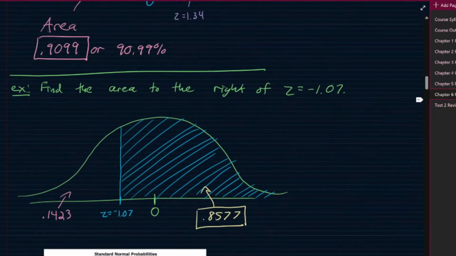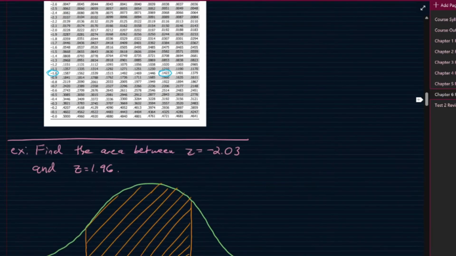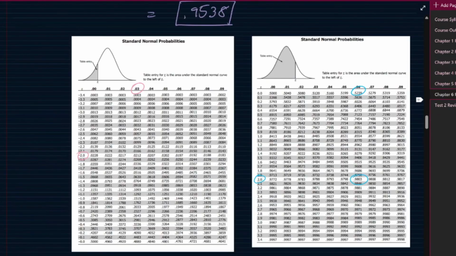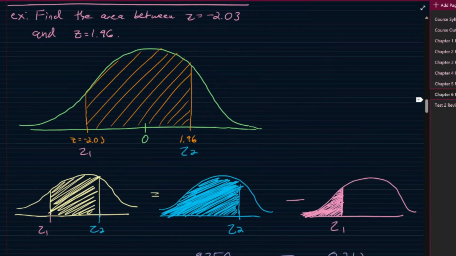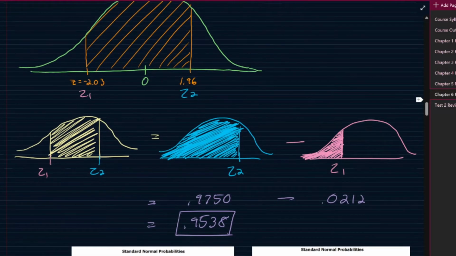So we did a couple examples here, finding the area to the left of a z-score, to the right of a z-score, between z-scores. Remember the area between 2 z-scores? It's always the area to the left of the bigger z-score minus the area to the left of the smaller z-score. So the one on the right minus the one on the left.